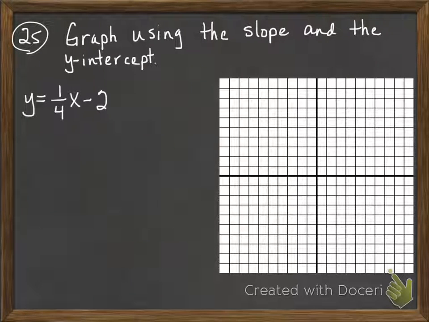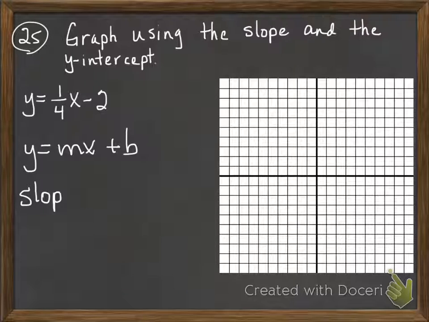In number 25, it says graph using the slope and the y-intercept. So the good thing about 25 is it's already in y equals mx plus b form. Already solved for y. So I know that the slope of my line is positive 1/4, and I know that the y-intercept is negative 2. The slope is the number or the coefficient in front of the x once the equation is solved for y, and the y-intercept is your constant term. That's the term without a variable.